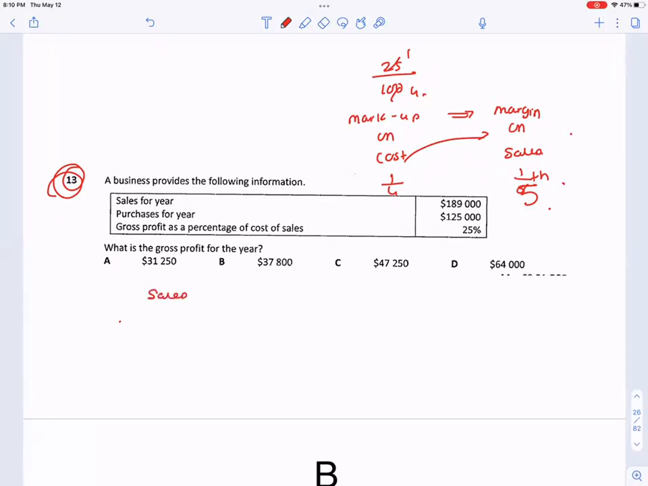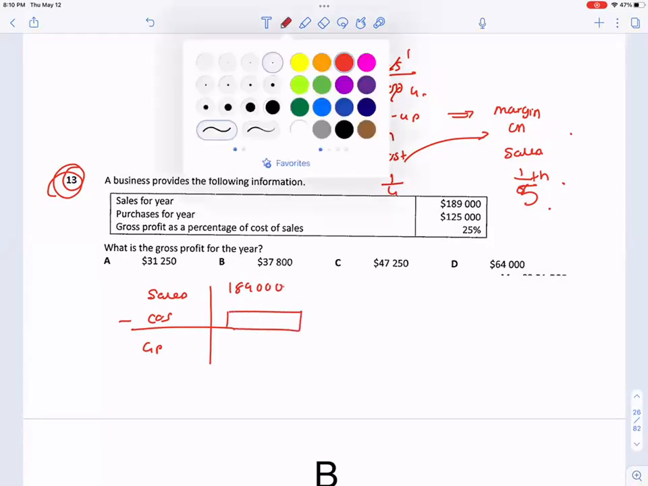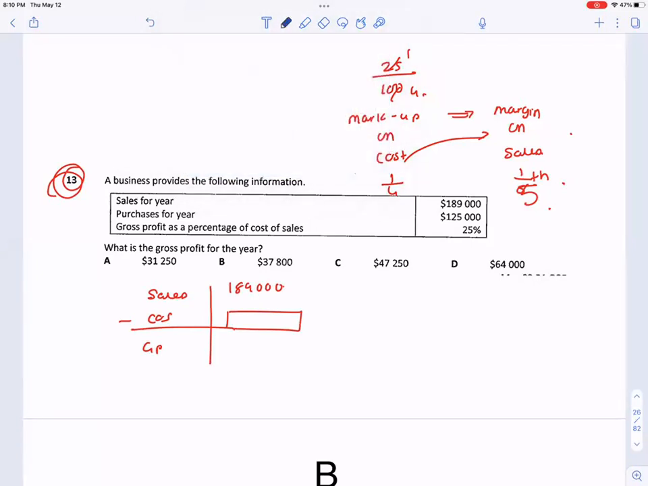Sales minus cost of sales will give you gross profit. Sales is 189,000. Cost of sales you don't know, because cost of sales is made up of opening inventory plus purchases minus closing inventory. What is the purchases amount? 125,000. I don't have this, but I have gross profit.